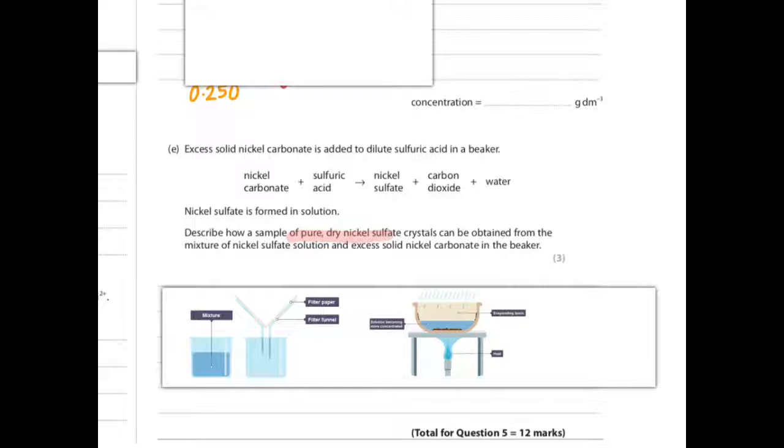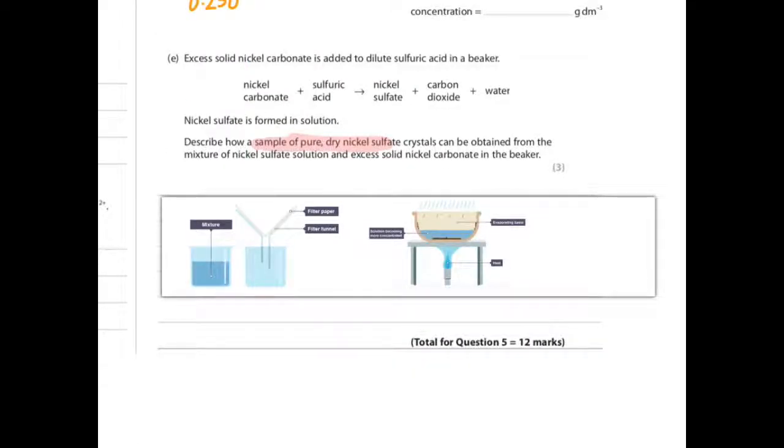This sounds really, really complicated, but keep it simple. When you see these words in a question, describe how to make a sample of pure dry salt, effectively you're going to be saying the same thing every time. You just need to adjust the context for the chemicals they give you in the question. So let's just unpack this question. It says excess, that means plenty, more than you need, solid nickel carbonate is added to the dilute sulfuric acid. So what that means is there'll be enough acid to react with as much nickel carbonate as possible, but there'll still be some solid nickel carbonate left over which hasn't reacted. That's why this is excess.